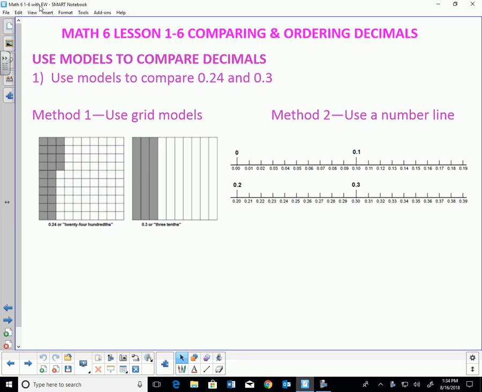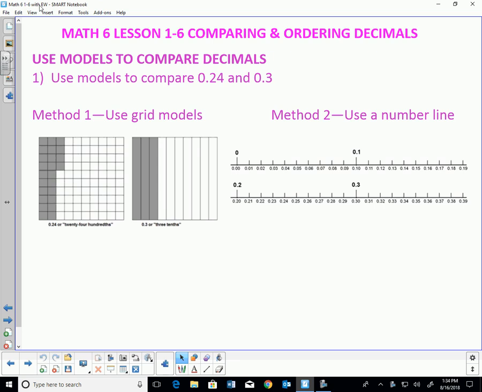This is Math 6, Lesson 1-6, Comparing and Ordering Decimals. You can compare and order decimals in several ways. One way is to use models. And there are several different models that you can use.